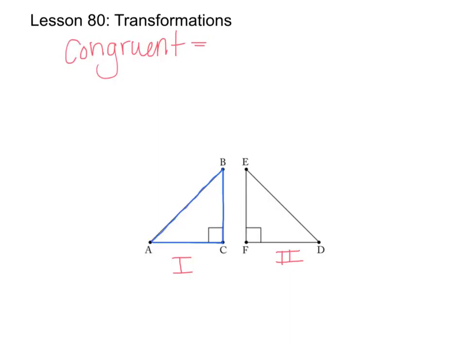Lesson 80 is on transformations. Let's review what congruent means. Remember, congruent means same shape and the same size. As you can see here, triangles 1 and 2 are congruent. Now, they don't look congruent maybe because they are in a different setting.